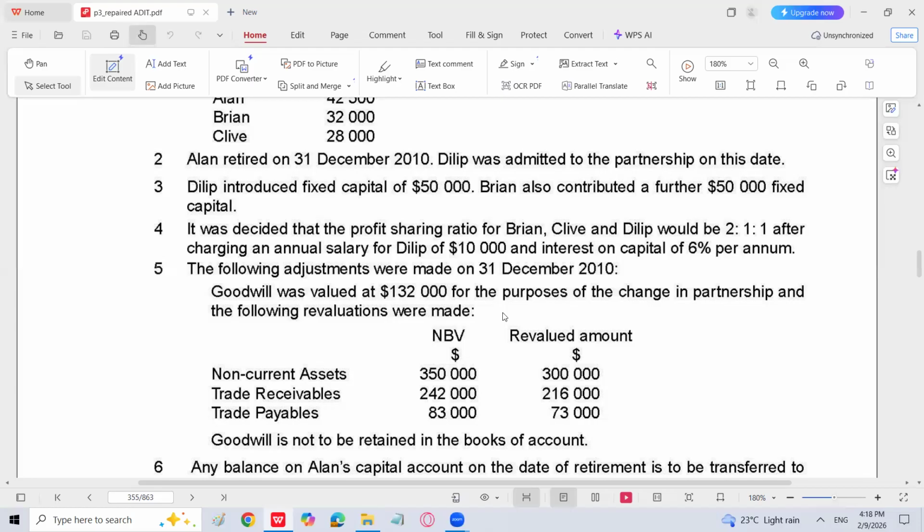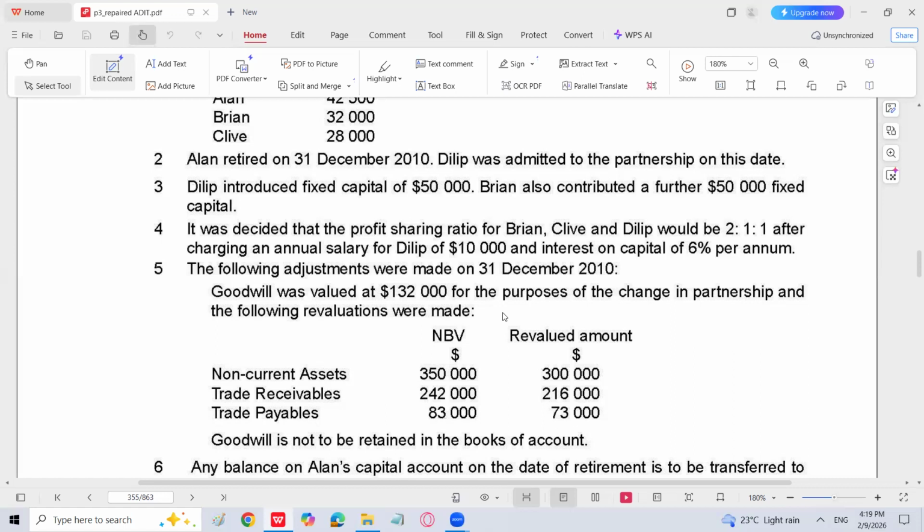So goodwill is also there. You have to distribute goodwill to the old partners with the old ratio, and then it will be written off with the new ratio by the new partners. And revaluation is also there. Non-current asset net book value is 3,50,000, but now it has been revalued to 3 lakh. There is a revaluation decrease of 50,000. Then trade receivable 2,42,000, and now it is 2,16,000. Again, there is a decrease of trade receivables. There is a revaluation downward of the asset. Trade payable 83,000 and 73,000. The trade payable is also decreasing. The liability is decreasing, which is beneficial for us, by an amount of 10,000.